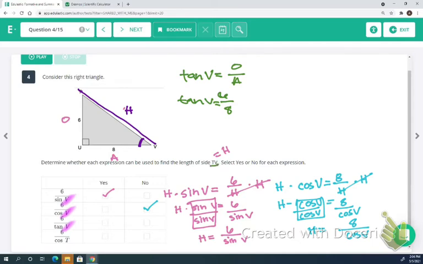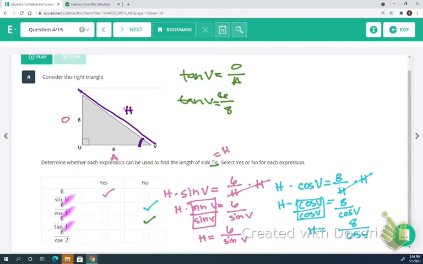Well, if you see, I plugged in 6 and 8, so really there's nothing for me to solve, and side TV is H. It says determine whether each expression can be used to find the length of H, of TV. TV is the hypotenuse. Well, in our equation, we don't have the hypotenuse, and therefore it's going to be an automatic no. You cannot use tangent to solve for the hypotenuse because it's not part of the equation.